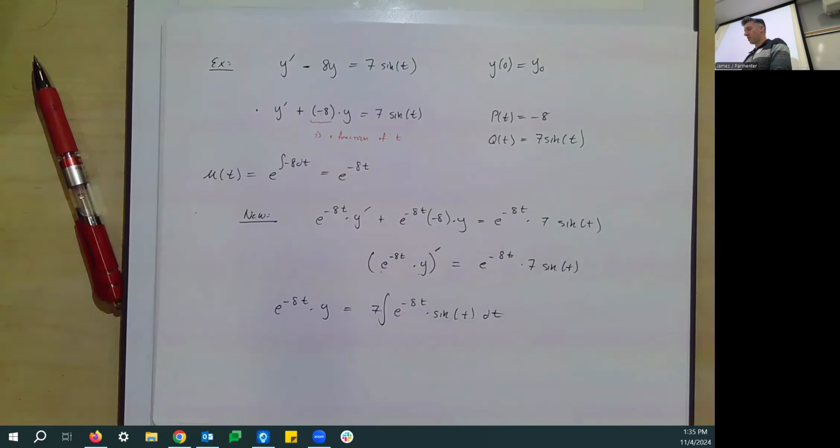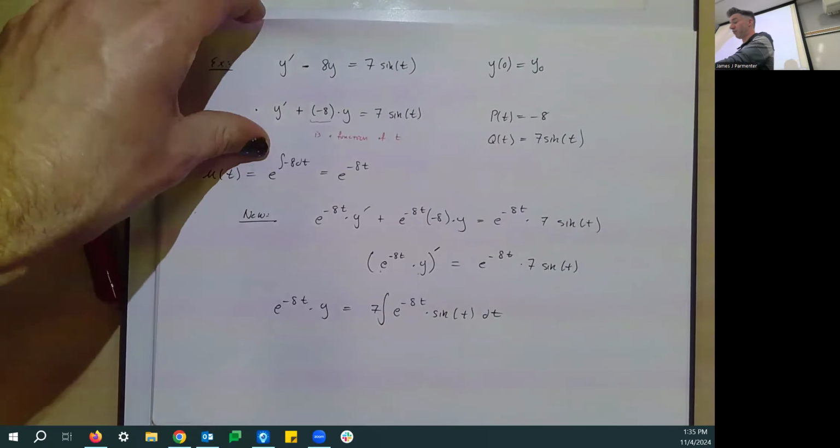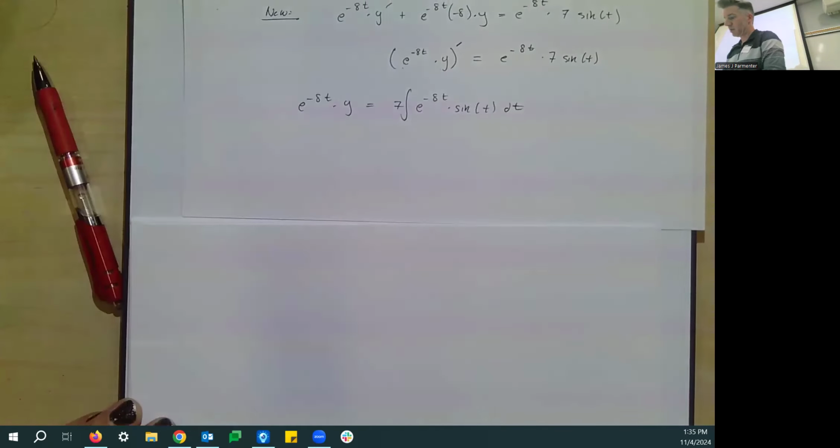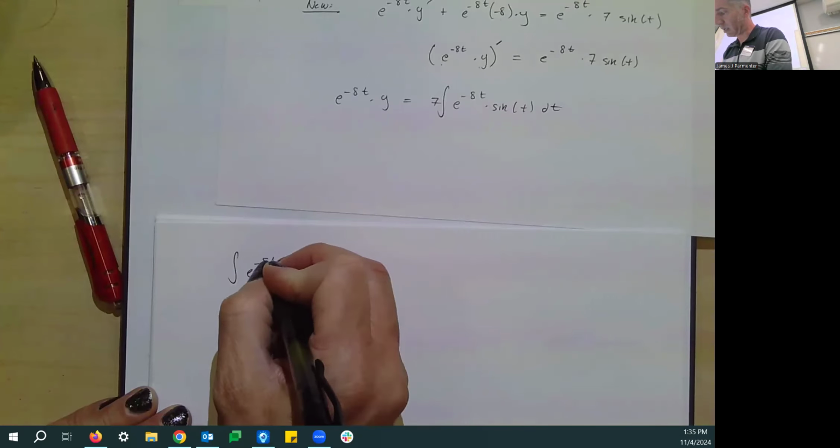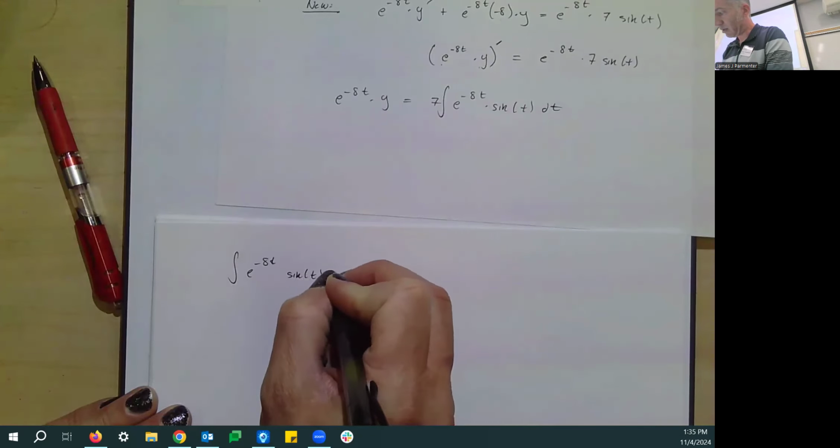Okay, so this next part we're going to do as quickly as possible. It's going to be a little bit painful, but we're going to integrate e to the -8t sine of t. This is one of those problems where you have to do integration twice, get the same thing showing up again, and then add it back over, etc. So I'm going to work through this pretty quickly. So we're integrating e to the negative 8t sine of t dt.